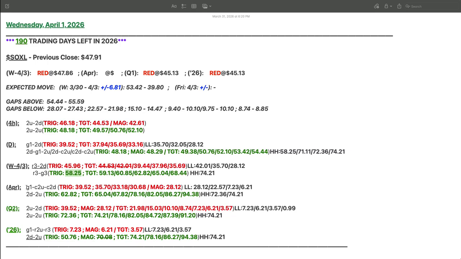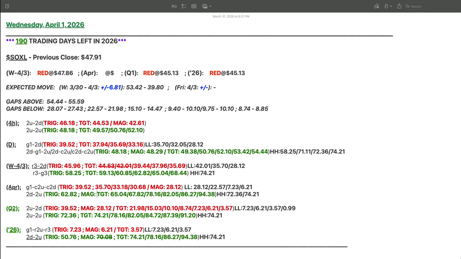On the month, starting with the new month, if we go 2 down, that would then trigger this 1 combo 2 up, combo 2 down. We've got to get down to that 39.52 level though, so a little bit ways to go before that would actually trigger again. And then again, the magnitude of that move is 28.12. If we do go to the upside this month, then we get the 2 down, 2 up reversal. That triggers at 62.82, and it has a magnitude of. I didn't put the magnitude on there.